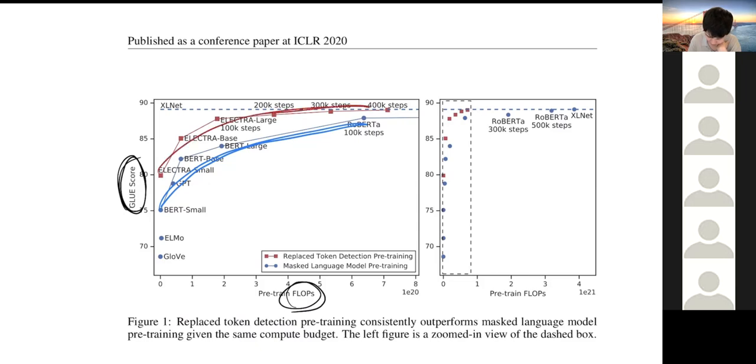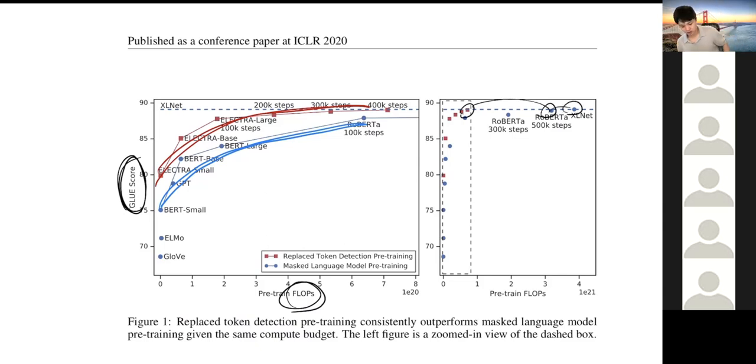And I say take FLOPs into account because on the right diagram, we see that this gap closes as you have more pre-training FLOPs allowed. For instance, when they get up to RoBERTa at 100k steps, it's worse than Electra. But when RoBERTa goes up to 500k steps, it is clear that it's very comparable to this. And XLNet is a bit better, but also comparable.